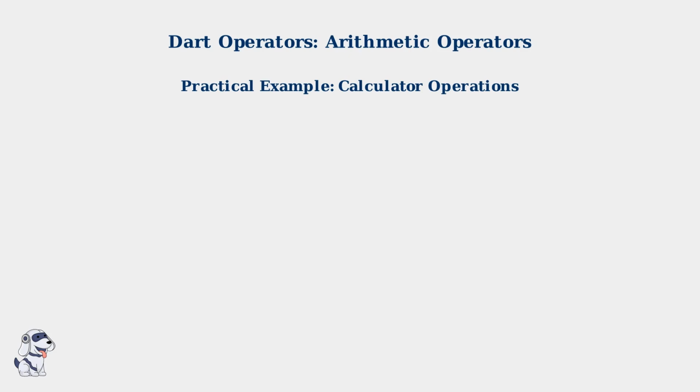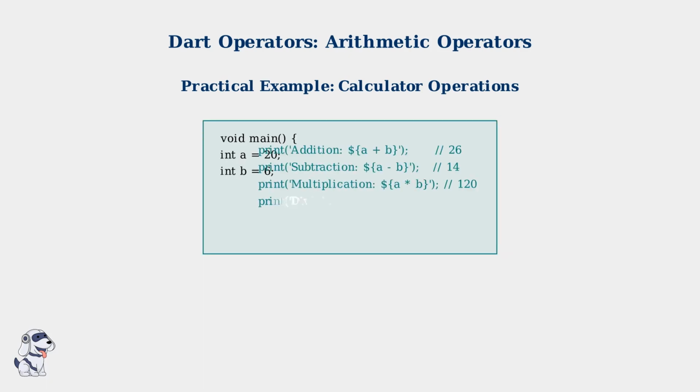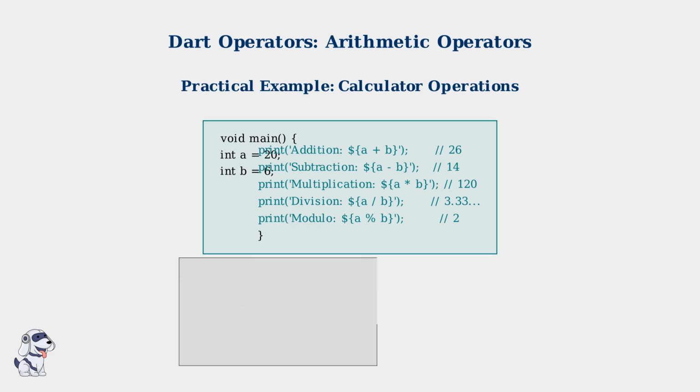Let's see these operators in action with a practical calculator example that demonstrates all 5 arithmetic operations. Here's a complete Dart program that demonstrates all arithmetic operators. We declare two variables, a equals 20 and b equals 6, then perform all 5 operations and print the results. When we run this program, we get the following output. Addition gives us 26, subtraction gives 14, multiplication results in 120, division produces approximately 3.33, and modulo returns 2.